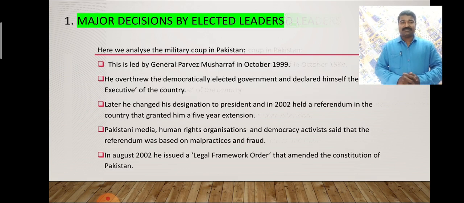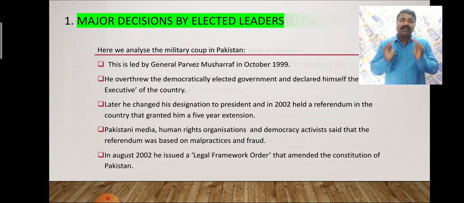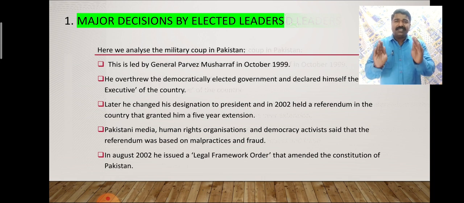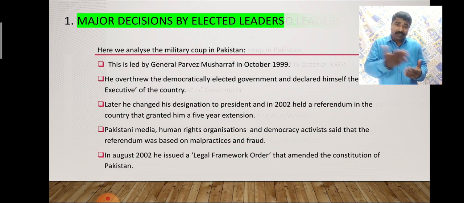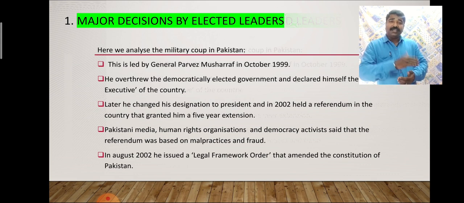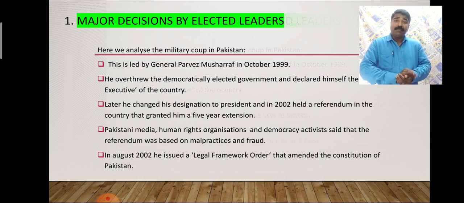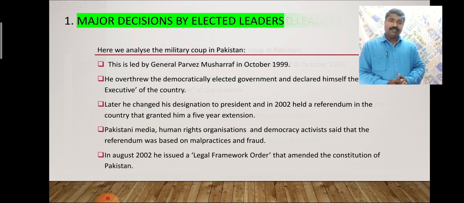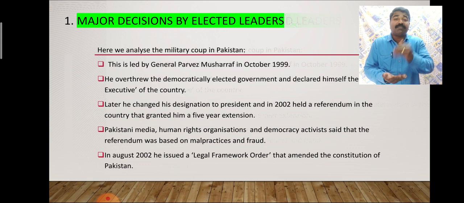First important feature: major decisions by elected leaders. In a democracy, the major decisions should be taken only by the elected rulers. We can analyze the situation by the experience of our neighboring country, Pakistan. There we see a military coup. What is a military coup? Forcefully capturing power from the already existing, democratically elected government. That is called a military coup.